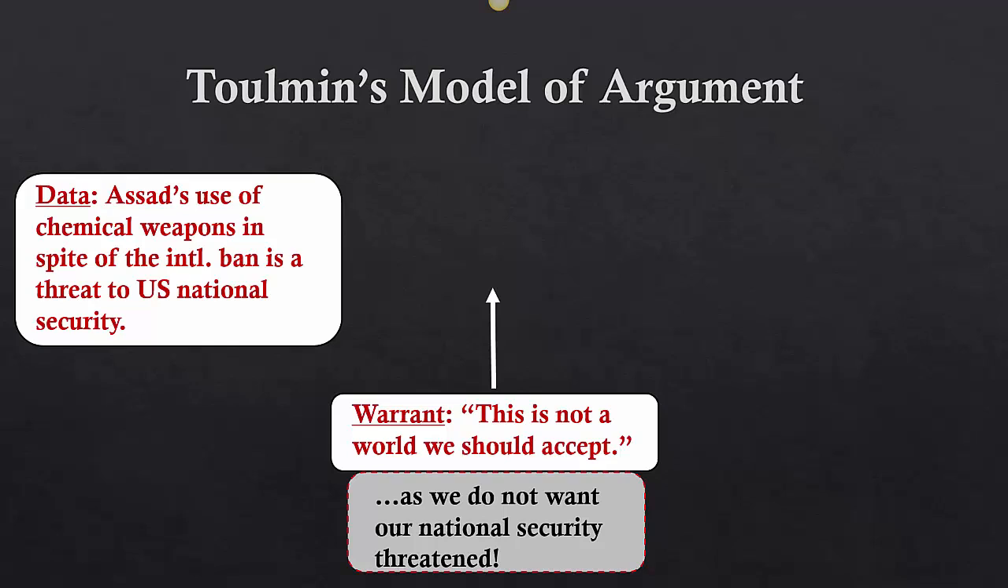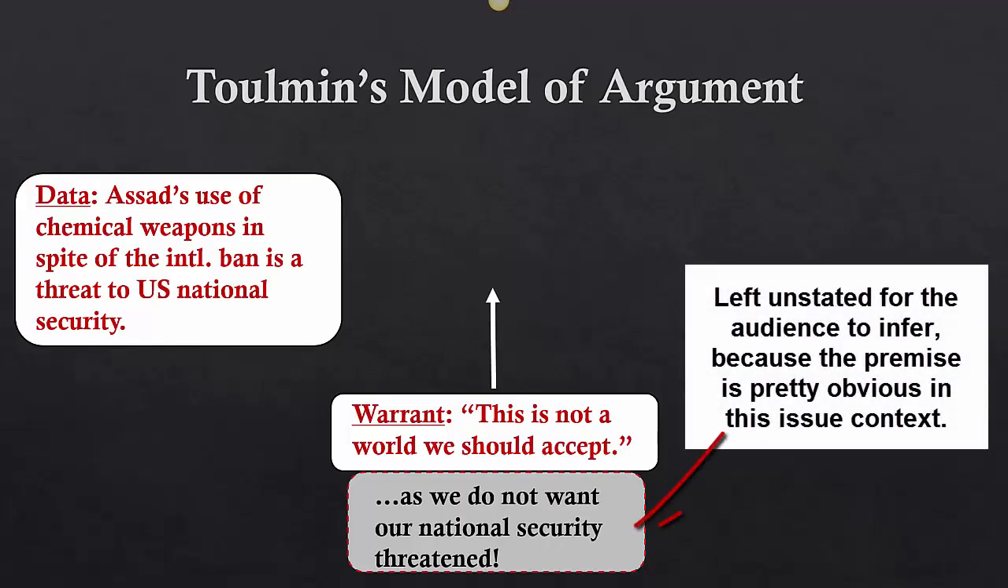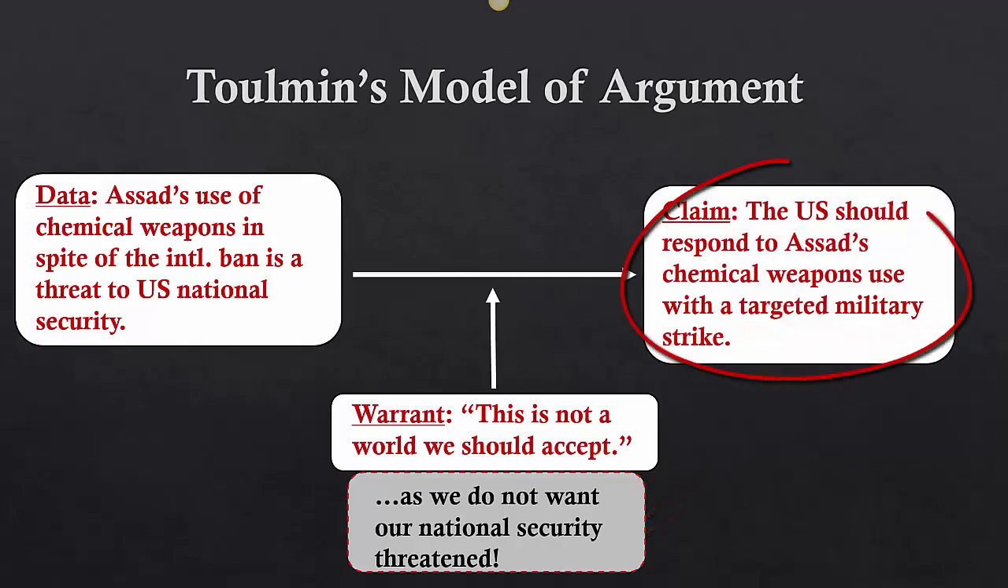He states, this is not a world we should accept. And in this context, the arguer can pretty safely infer that the reason why we don't want to accept a world like this is we don't want our national security threatened. This kind of threat to our existence, this kind of threat to our safety, is not something that we should stand idly by and let happen. Therefore, Obama gets to this conclusion in the claim: the U.S. should respond to Assad's chemical weapons use with a targeted military strike.